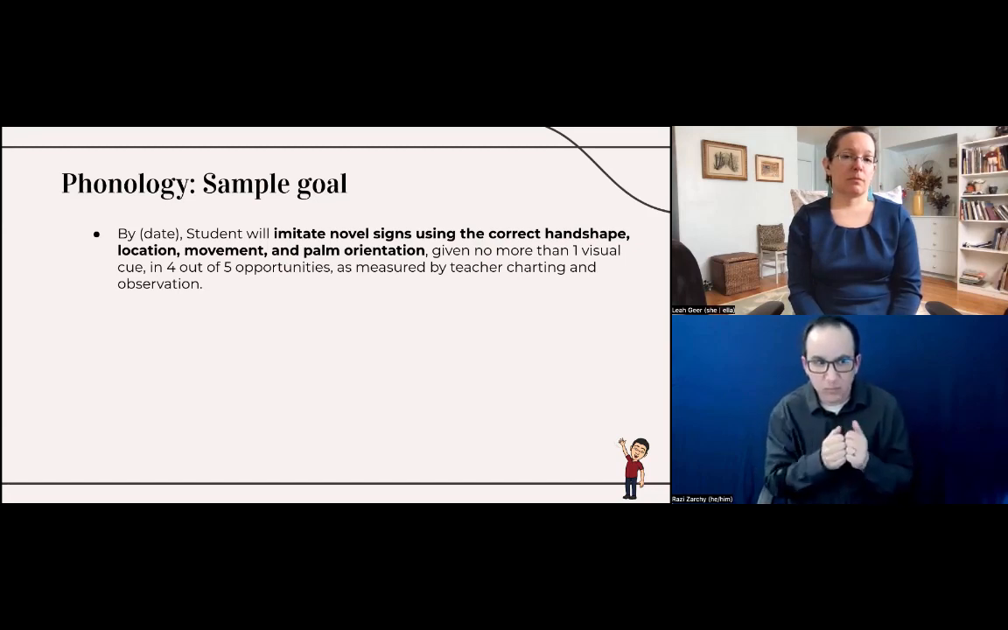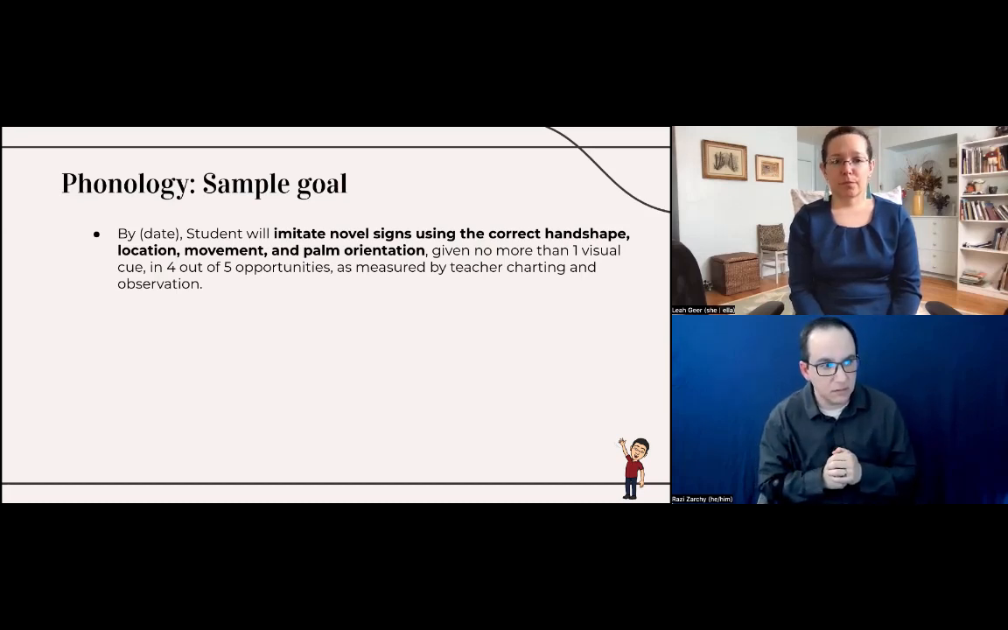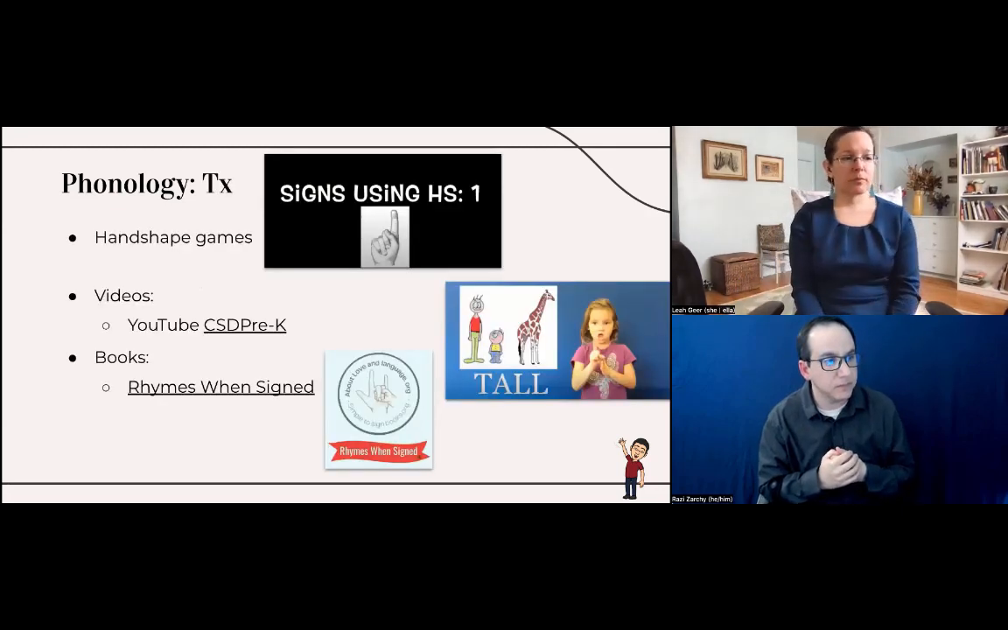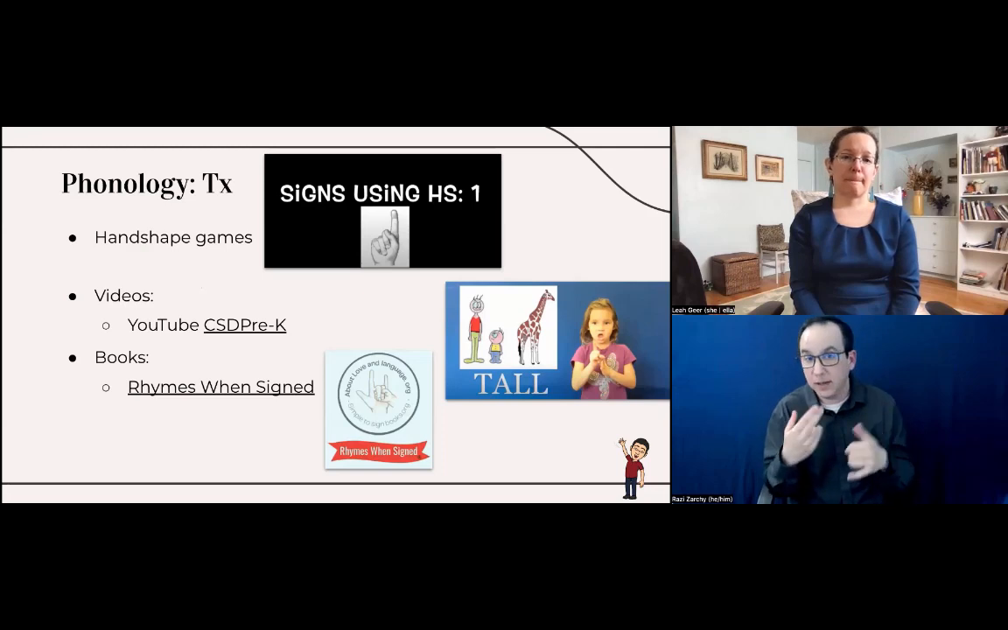If you notice that a student is struggling with hand shape, location, and other parameters related to phonology, you could set a goal for them to copy or imitate you signing. And you can cover all of the parameters to ensure that they are correct. And some other ideas that may be helpful.